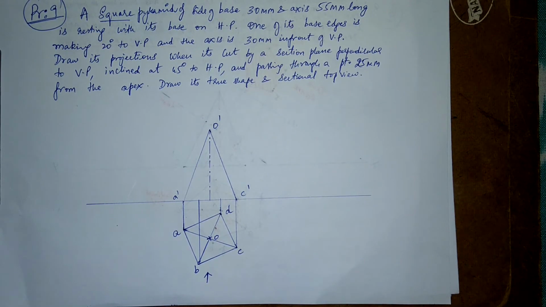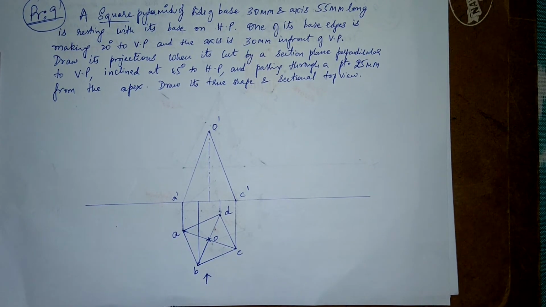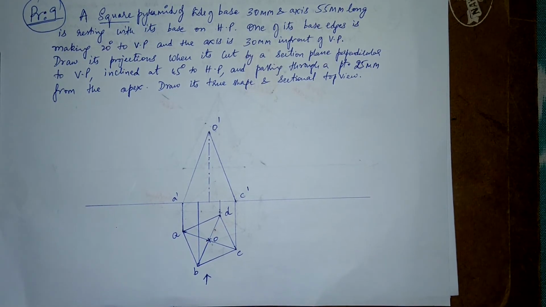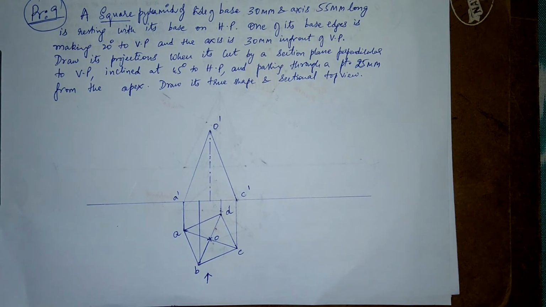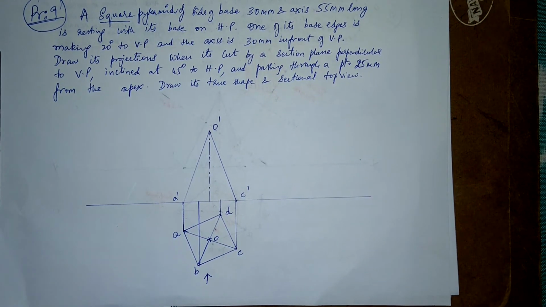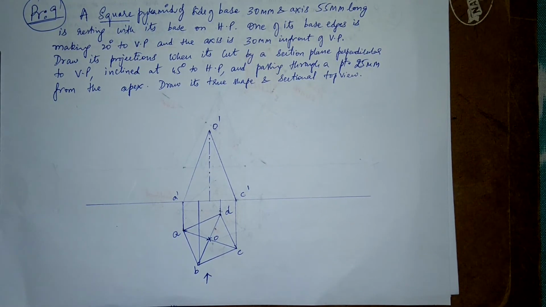Remember this, perpendicular to VP, inclined at 45 degrees to HP, and passing through a point 25 mm from the apex. Draw its true shape and the sectional top view. Please note down this question here and then just go through the diagram which I've drawn here.